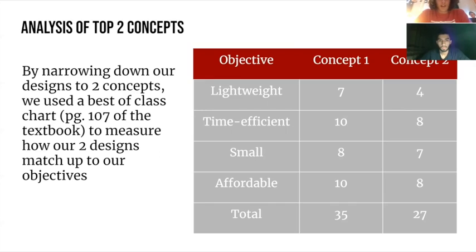Concept two scored 7 for lightweight, 10 for time efficiency, and 8 for small, because the box is pretty small, and that plays in part with lightweight. Affordable scored 10. Concept 6 would have required us to buy a plastic box, because I don't think either of us would use a household item and ruin it for a box. So simply put, concept 2 is our top concept.